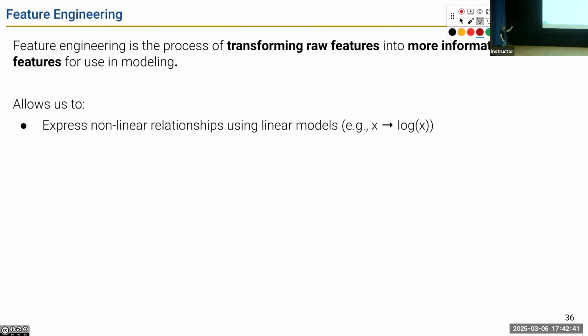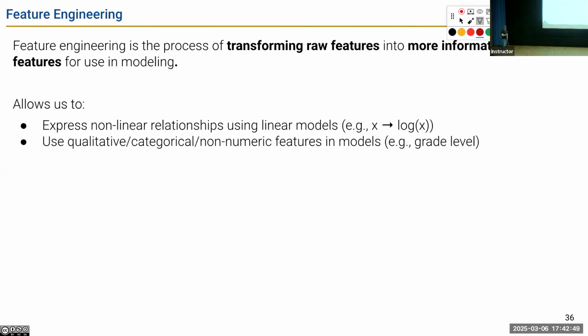What is feature engineering? Feature engineering is the idea of taking your raw features and making them more informative. We can use lots of outside knowledge to make them more informative. We can do transformations like we just saw before. So for example, if I were to take a feature X and take the logarithm of that feature, that's feature engineering.